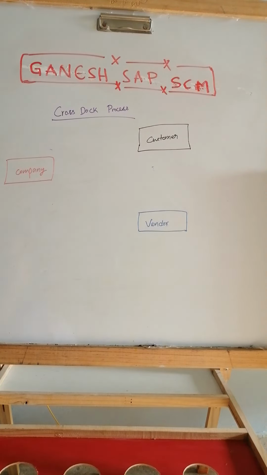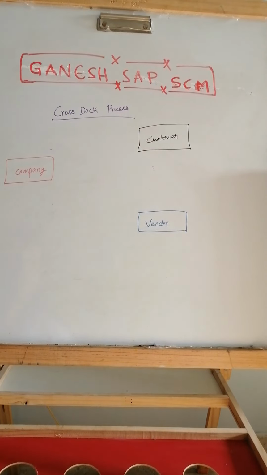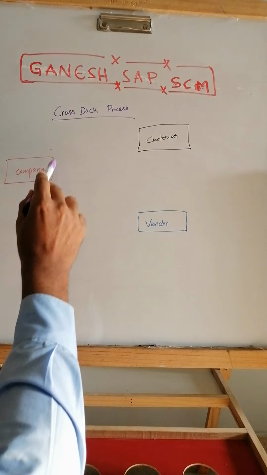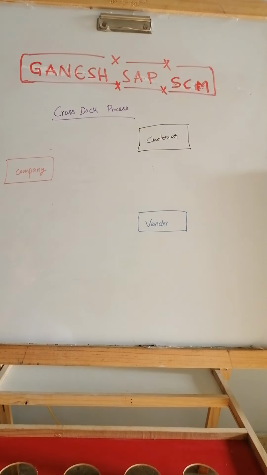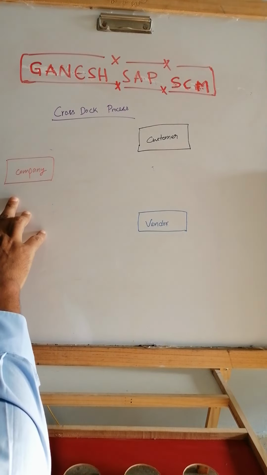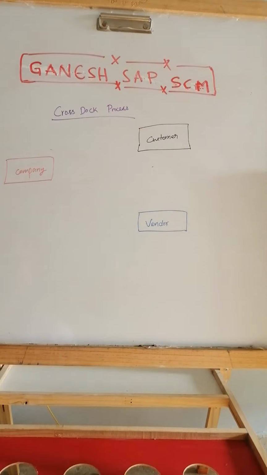So what is the normal process? We procure from the vendor, and we keep the stock. We procure from the vendor, the stock will come to the company, and then the company will give it to the customer. So the company has a warehouse, and when the materials are received, the material stock will be kept in the company warehouse. After that it will be sent to the customer. That is a normal process we see.